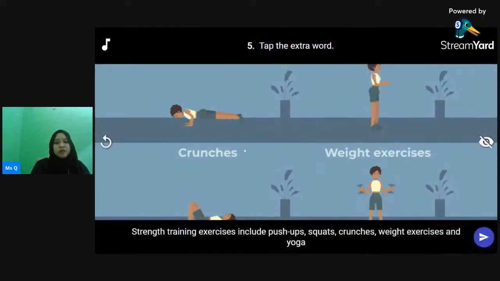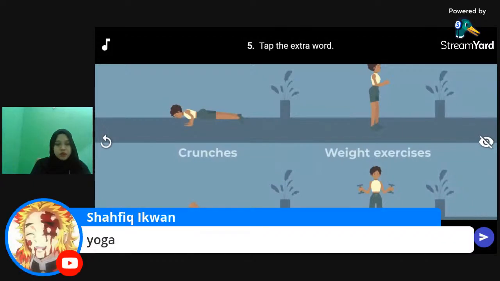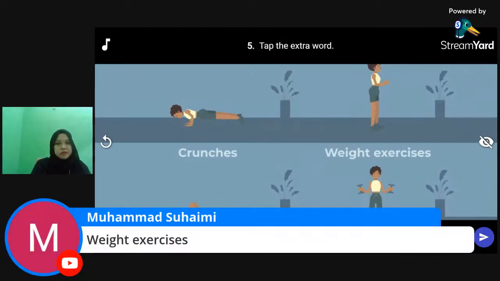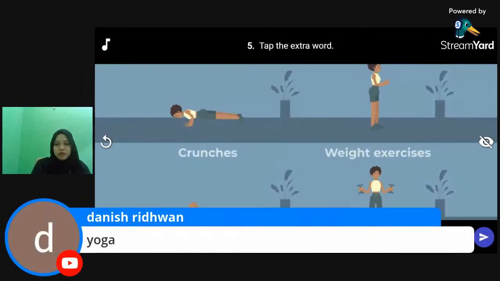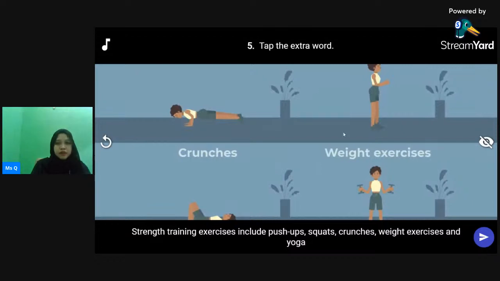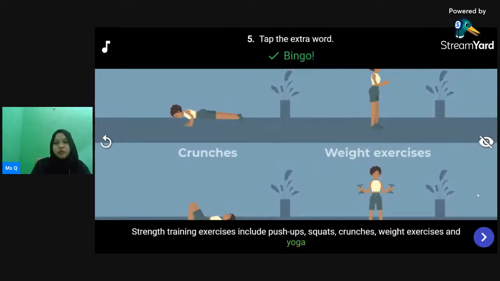Okay, which one is the extra word here? Is it push-ups, squats, crunches, weight exercises, or yoga? Which one is the extra that's not mentioned in the audio? Which one? Okay. We've got yoga here. Anyone else? Some say weight exercise, okay. Yoga. Okay, most of you answered yoga. Okay, let's see if that's the correct one. Very good. All right, let's move on to the next question.